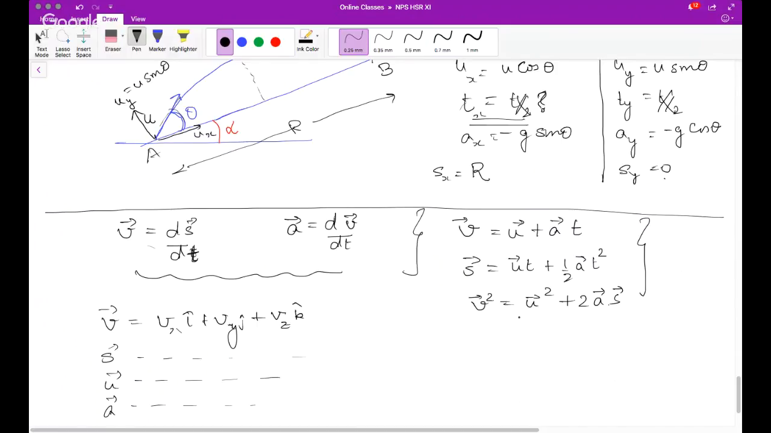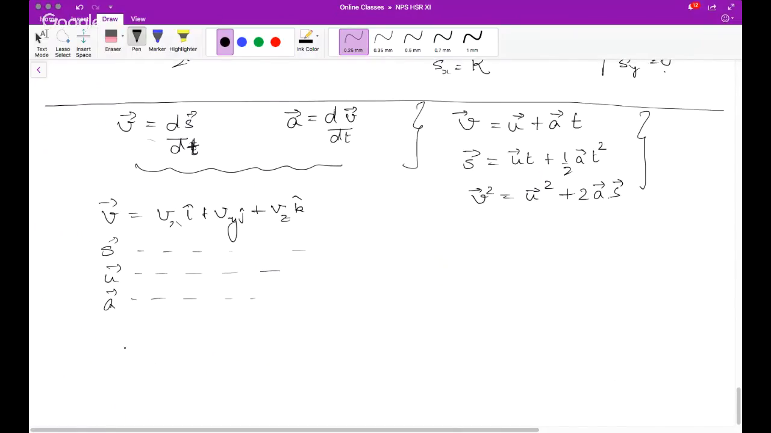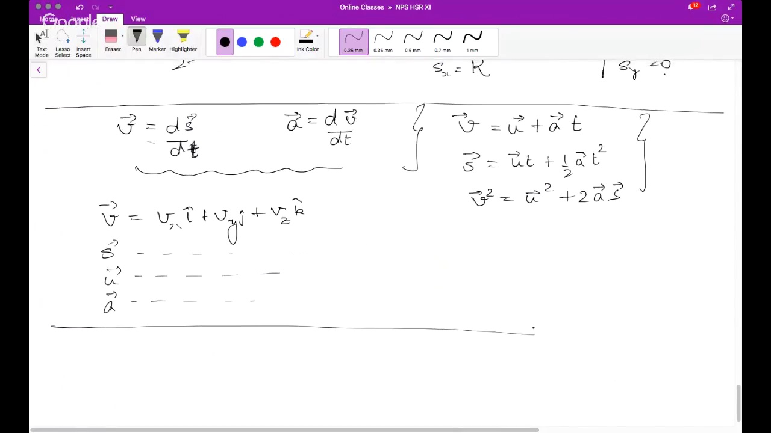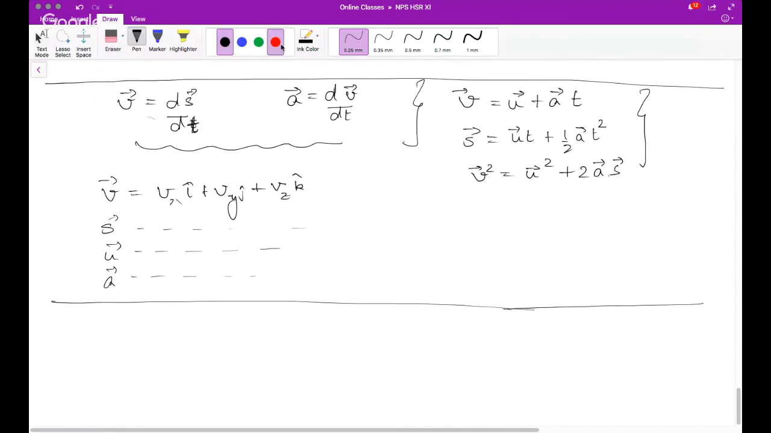Projection starting from a height. Yes, Jishnu, let's do this. Very good question. Jishnu is asking, how do we deal with projection from a height? Let me show you that. So, okay.